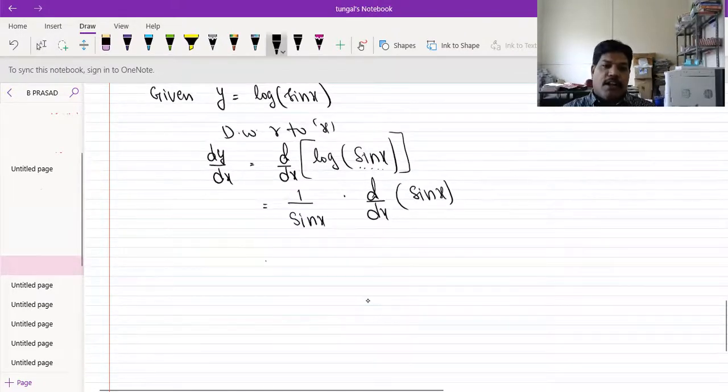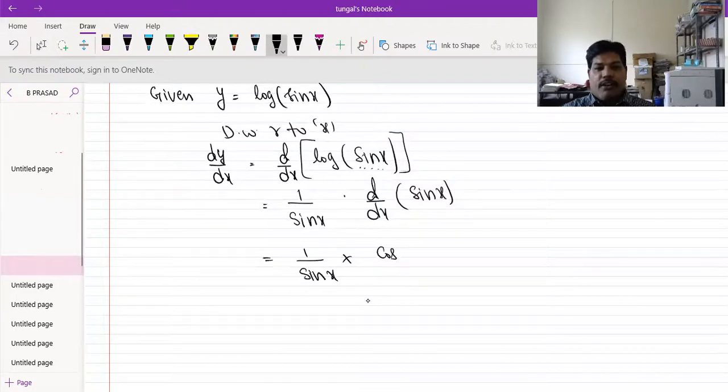That will become 1 by sin x into the derivative of sin x, which is cos x. So that is cos x by sin x, which becomes cot x. Therefore, dy by dx is equal to cot x.